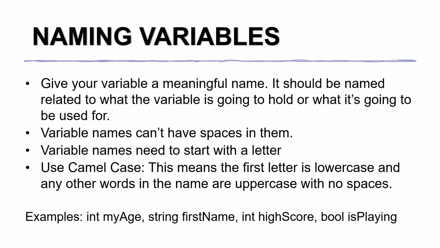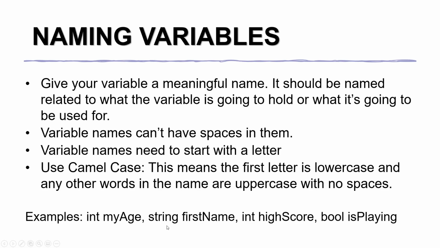And we use something called camel case when it comes to naming our variables. This means that the first letter should be lowercase, and any other words in our variable name are uppercase, and there are no spaces in them. So down here is a good example. If we wanted that integer to hold your age, you could call it myAge, with the M being lowercase and the A being uppercase.